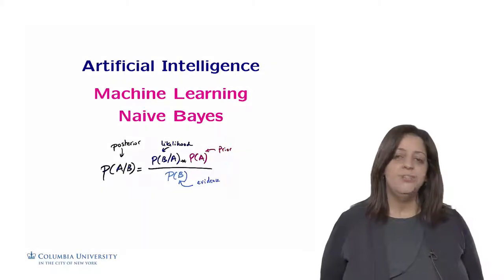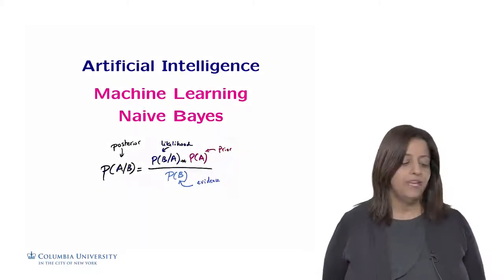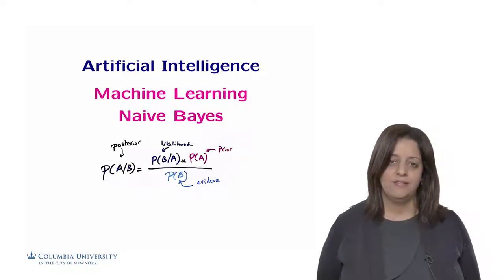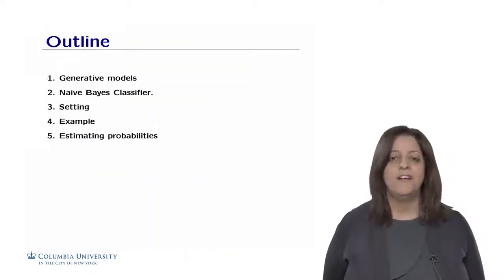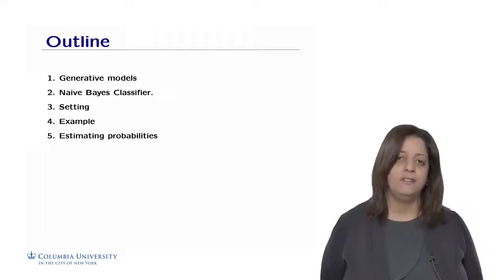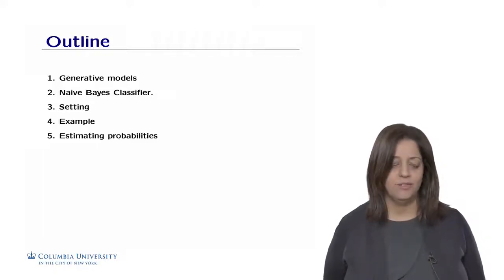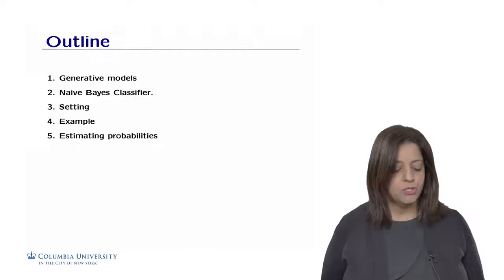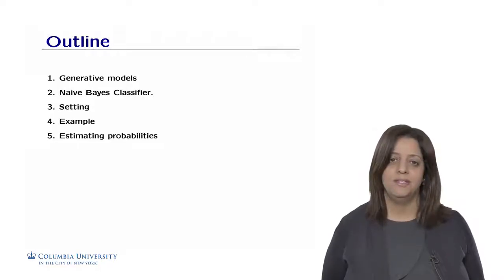Hi everyone! Today we are going to explore together another way to do classification using another machine learning method called naive Bayes classifier. So naive Bayes classifier belongs to the family of methods in machine learning called generative models. So we're going to talk about generative models, explain what's a naive Bayes classifier, the setting, provide an example, and I will show you how to estimate probabilities based on data.